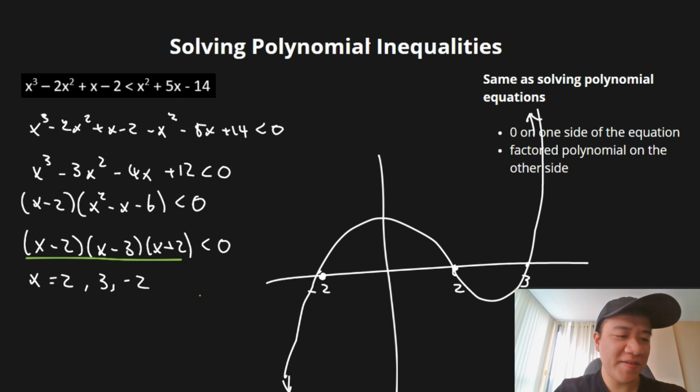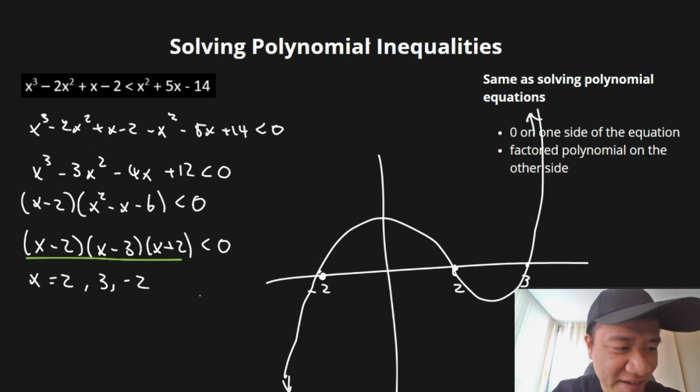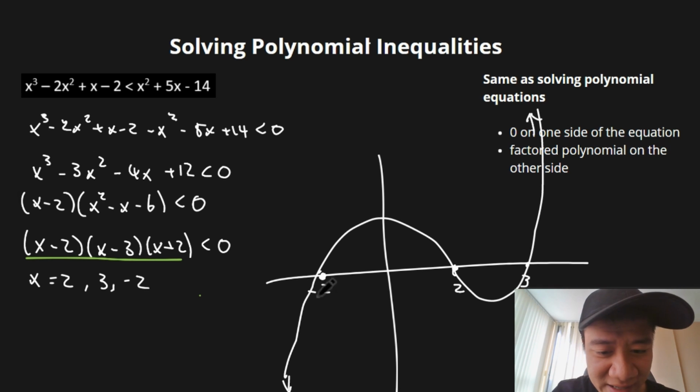So these two parts are when x is smaller than negative 2. So any x number we choose that's smaller than negative 2, this thing is going to be less than 0. As you can see, it goes below the y-axis. So any number we choose, like negative 3, negative 4, negative 5, all the way to infinity, x minus 2, x minus 3, x plus 2 is going to be smaller than 0.